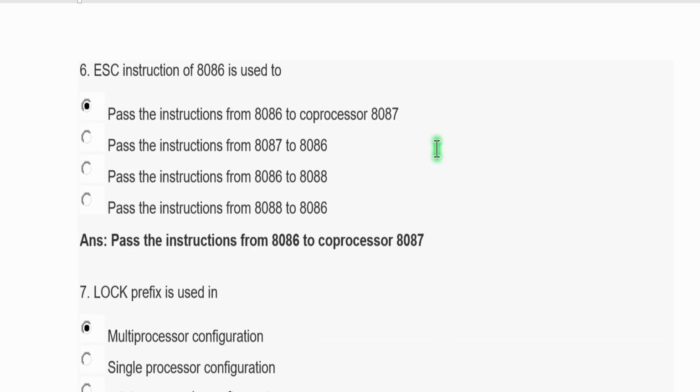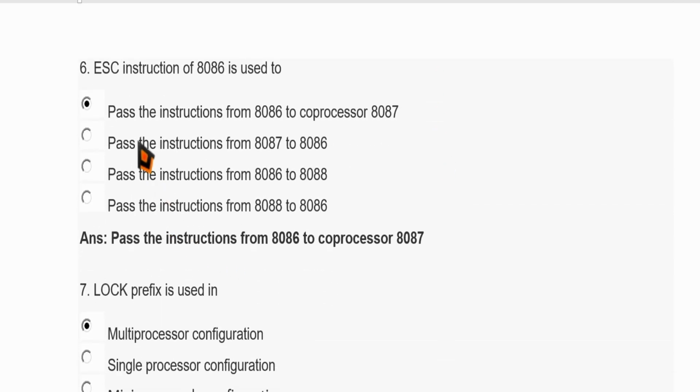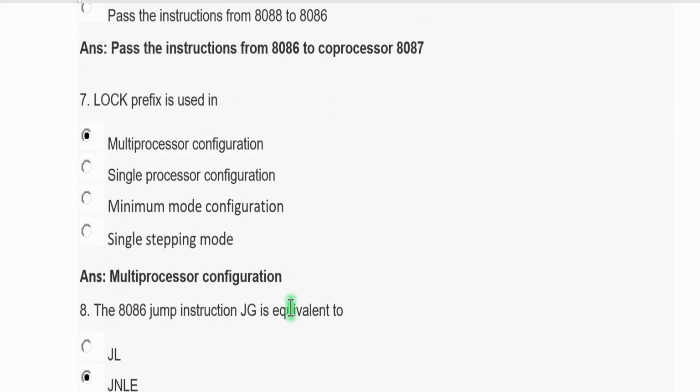Let us see the sixth question. Escape instruction of 8086 is used to pass the instruction from 8086 to coprocessor. Other options are not correct, so this is the correct answer. Let us see the seventh question.